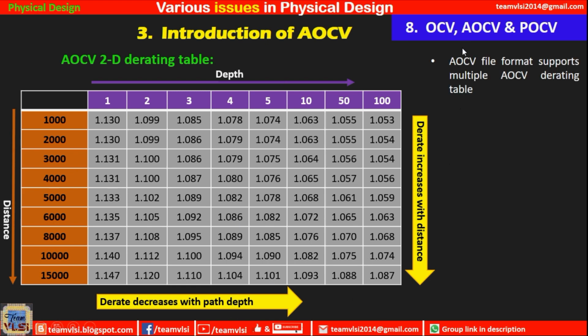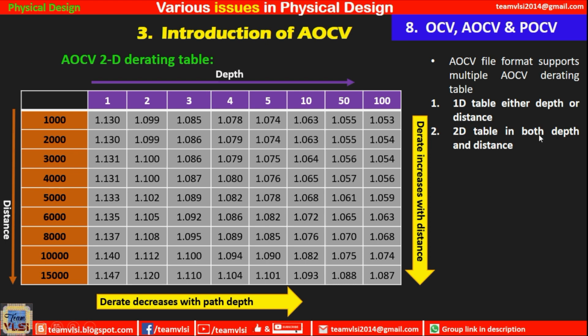So the AOCV file format supports multiple AOCV derate tables. This table could be either 2D or 1D. In a 1D table, either depth or distance is taken care of. In a 2D table, both depth and distance are taken care of.